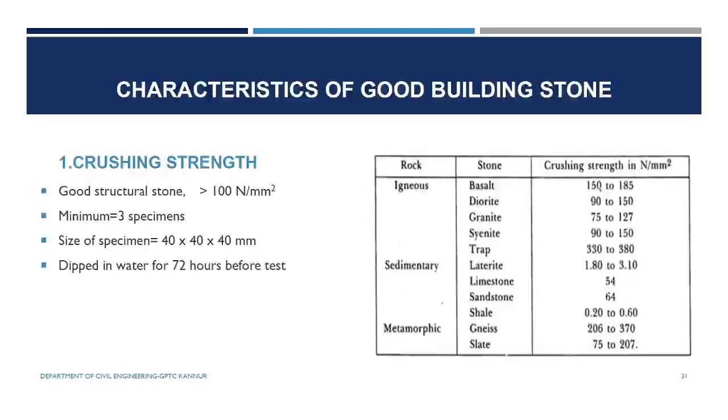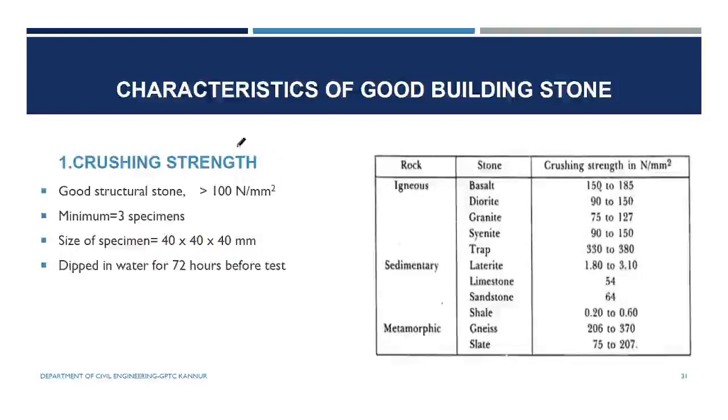First one is crushing strength. We are discussing the characteristics of good building stone. What is crushing strength? In some ways, it is known as compressive strength. For a good structural stone, the crushing strength should be greater than 100 Newton per mm square.